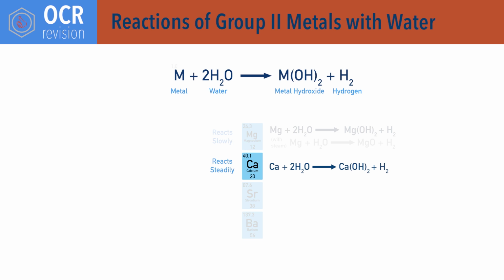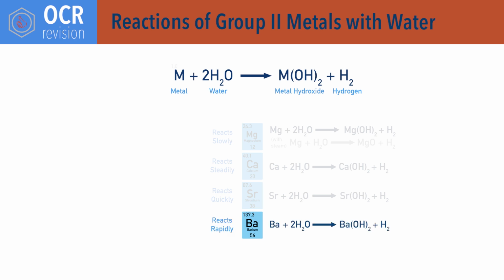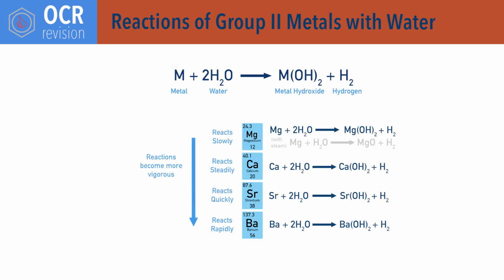Calcium reacts steadily with cold water. Strontium reacts quickly with cold water, and barium reacts rapidly with cold water. The reactions become increasingly vigorous as you go down the group, showing an increase in the reactivities of the metals.